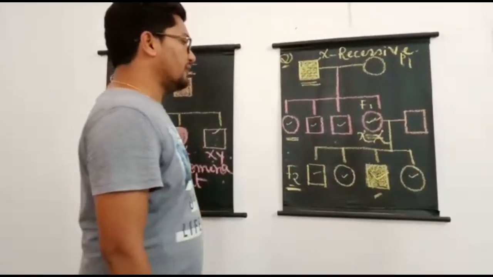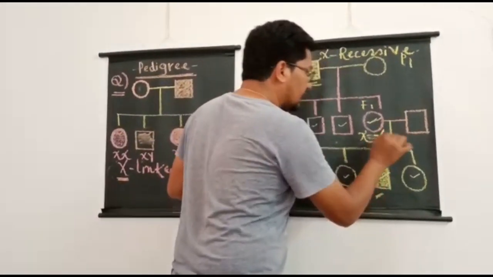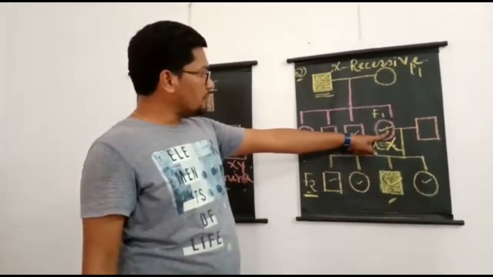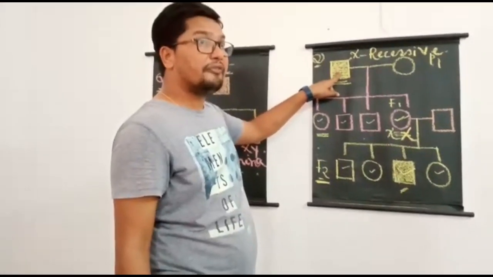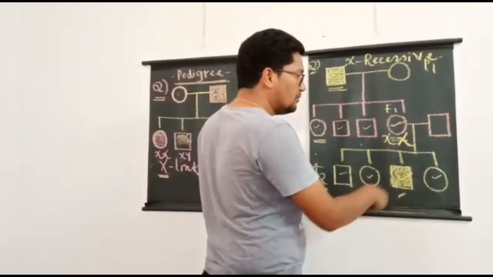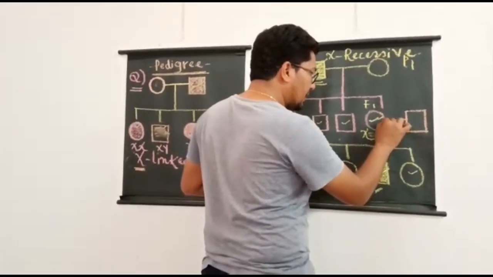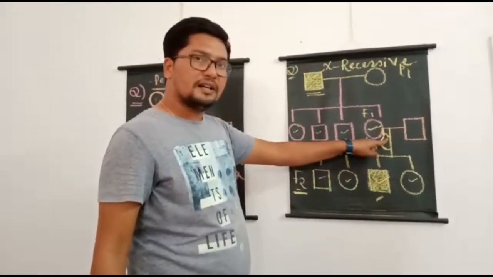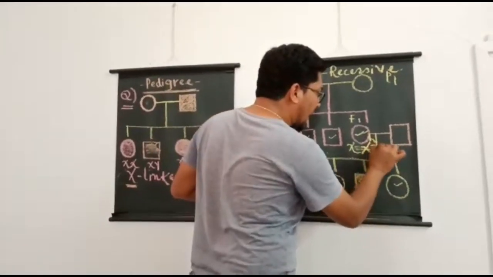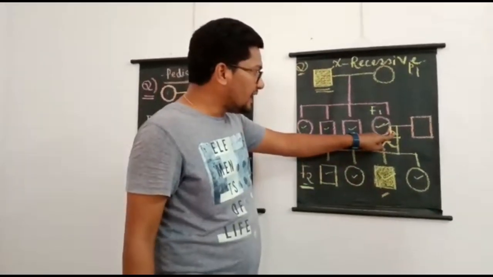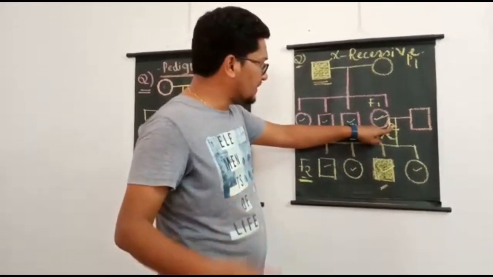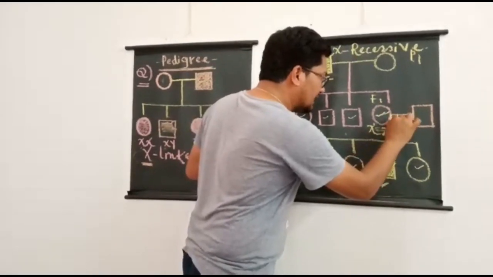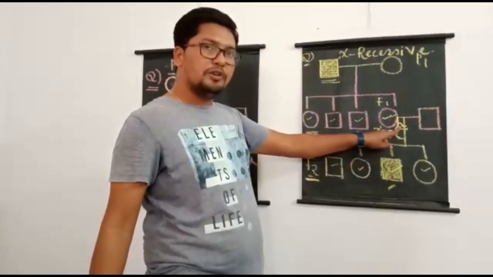I already told you, whenever we talk about a human female, in her karyotype she will have 2 copies of X chromosomes. And what type of father did she have? She had an affected father. Let me consider the hemophilia trait. So what does it mean? She has received 1 copy of X chromosome from her father, and this copy of X chromosome had the allele, I have indicated small h as I am explaining with the example of hemophilia. This copy of X chromosome had the allele small h, which is responsible for the disease.